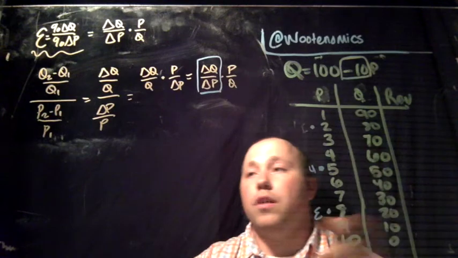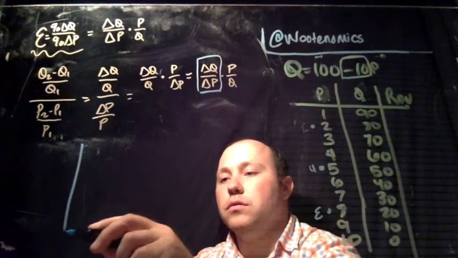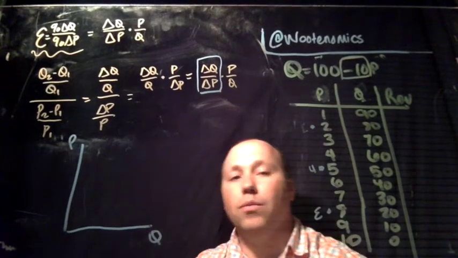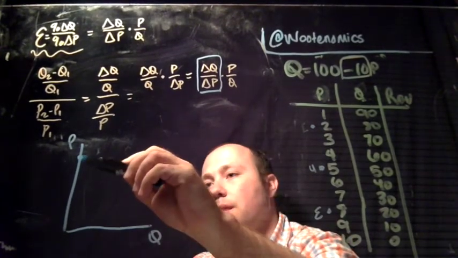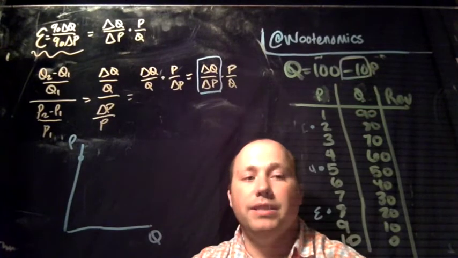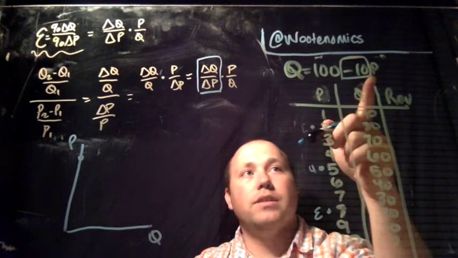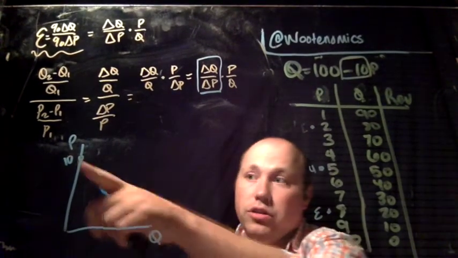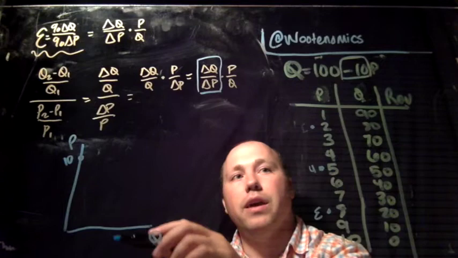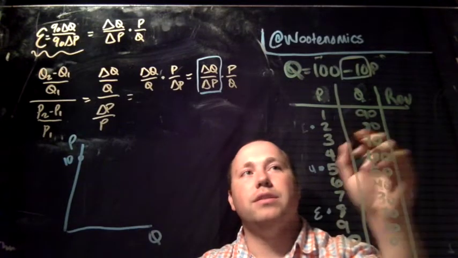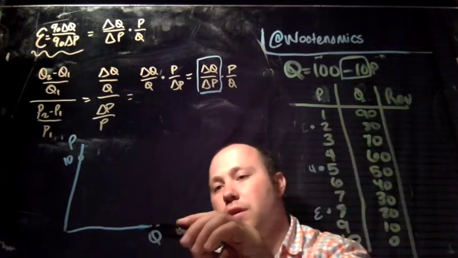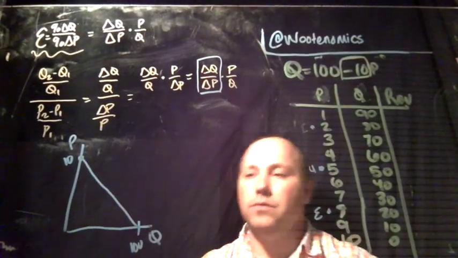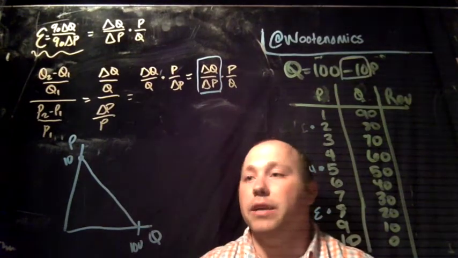So if I were to draw this demand curve, we'd have quantity on the x-axis and price on the y-axis. If I set a price at $10, I sell no units. So that's the highest price I can charge to where nobody is willing to purchase it. At a price of $0, I didn't put it on this table, but at a price of $0, I sell 100 units. So I have a simple straight line demand curve.